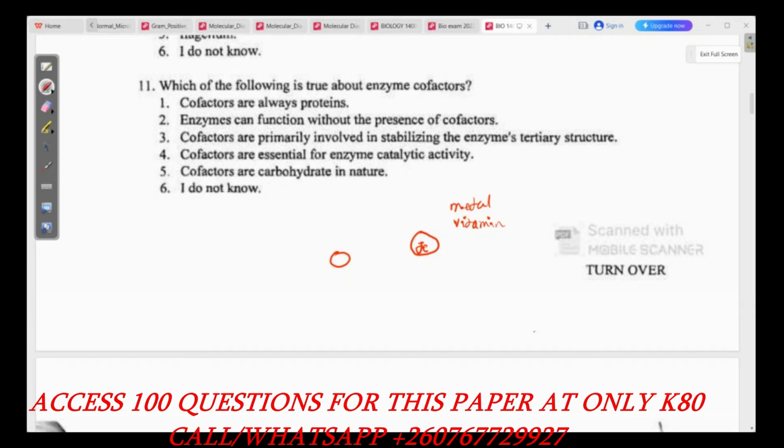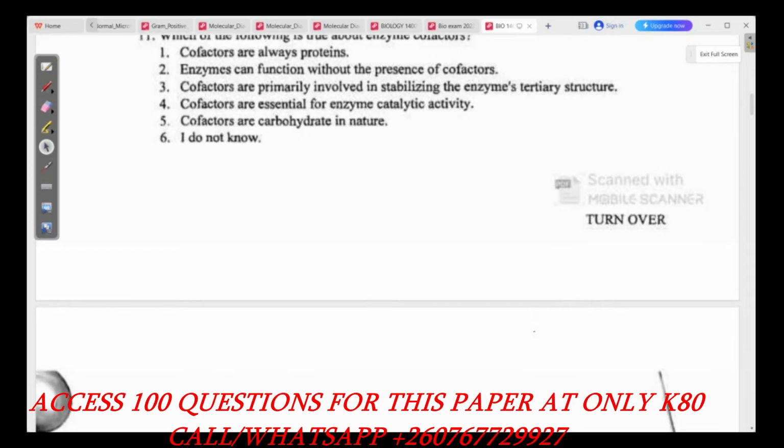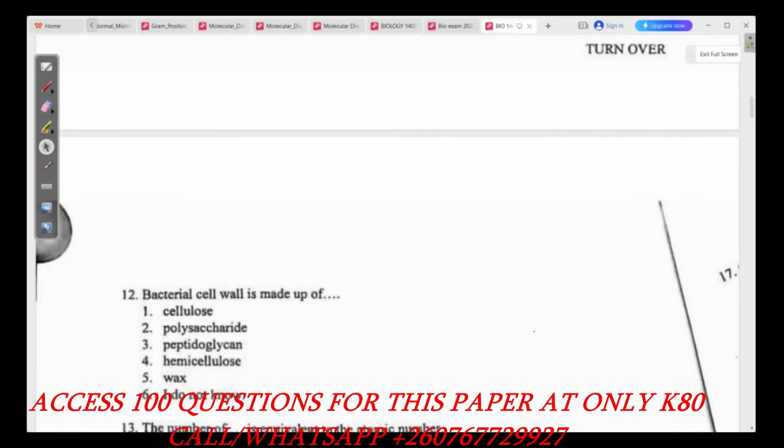Cofactors are essential for enzyme catalytic activity because some proteins cannot function without these cofactors. They need cofactors to carry out their function. Therefore, the answer there is option 4.